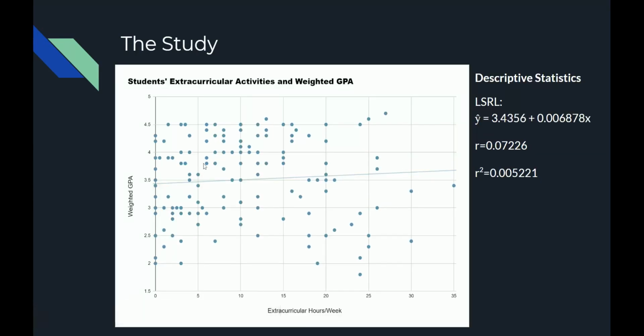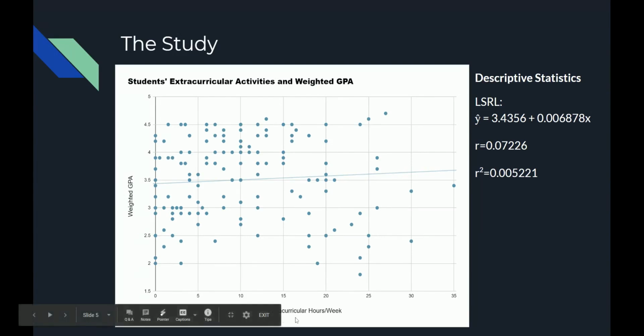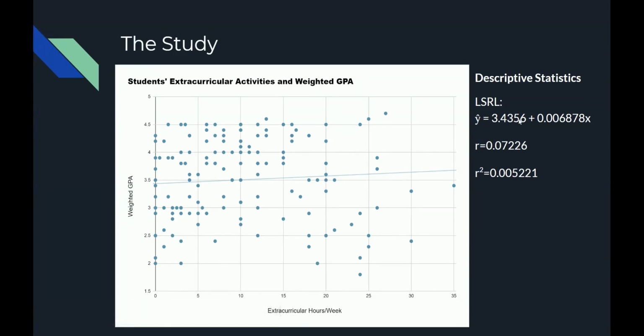So this is our scatter plot, and as you can see already, there's probably not going to be much of an association. But our least squares regression line, with y hat being the predicted weighted GPA and x being the extracurricular hours per week, was y hat equals 3.4356 plus 0.006878x, and r being 0.07226, meaning that there appears to be a weak positive linear association.